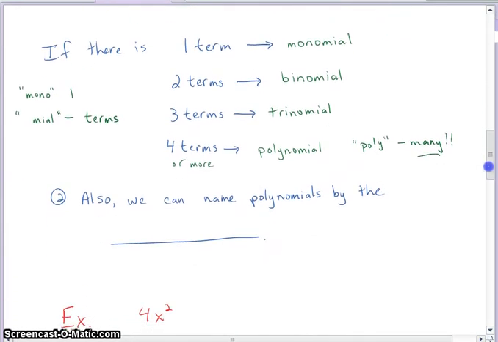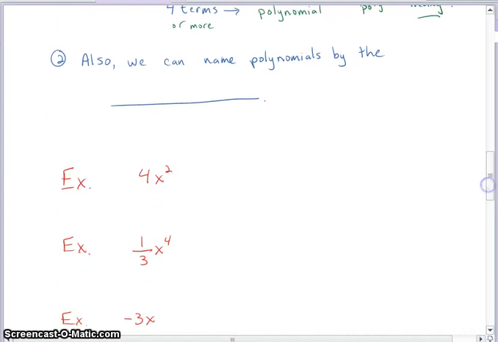We can also name polynomials by the exponent. That's called the degree. And it's the exponent of the variable.